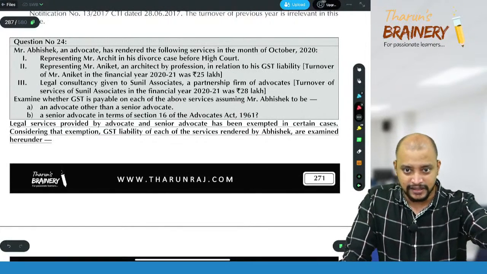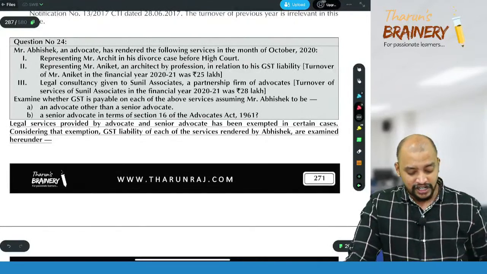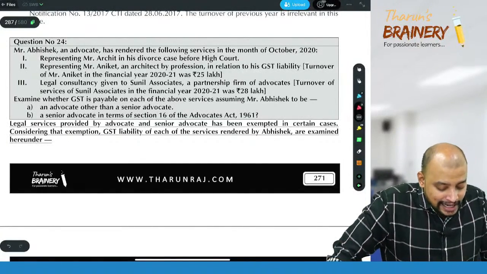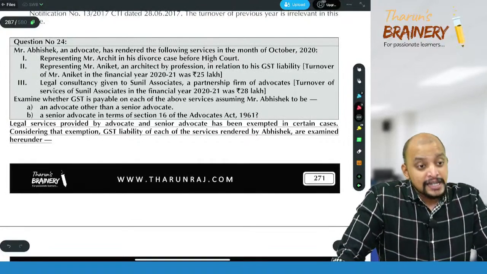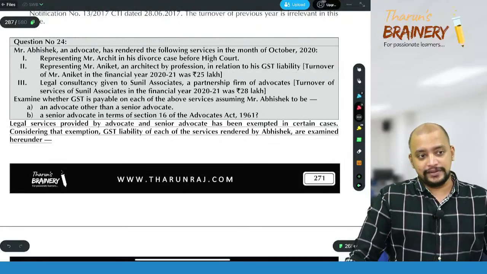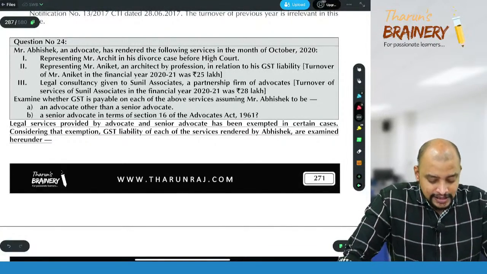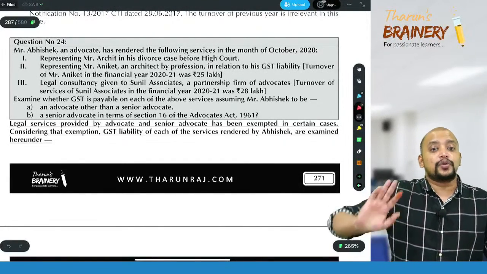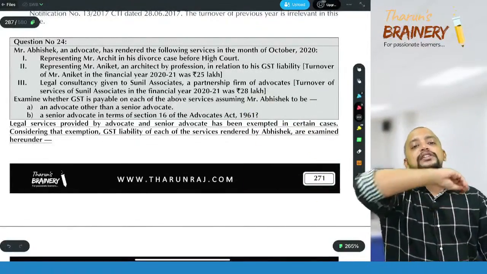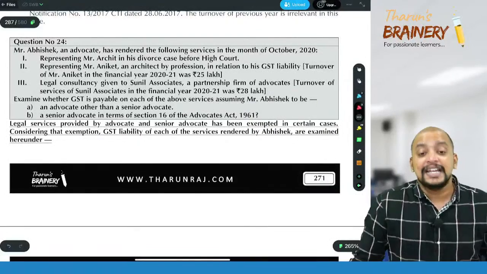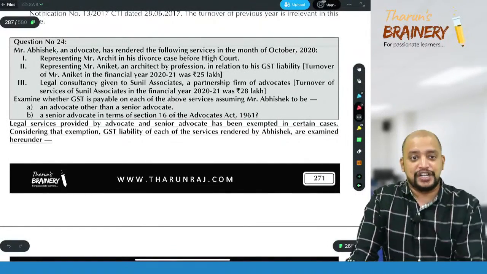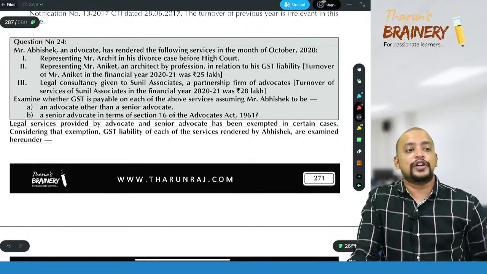That's what we have discussed so far. Now what if he is a senior advocate? First case exempted, second case taxable RCM, third case taxable but no GST. Why? Because the partnership firm of advocates' outward supply is always covered under RCM. A person who is exclusively making RCM supplies is exempted from registration. When a person is exempted from registration, even though they are taxable, they don't have to pay GST.